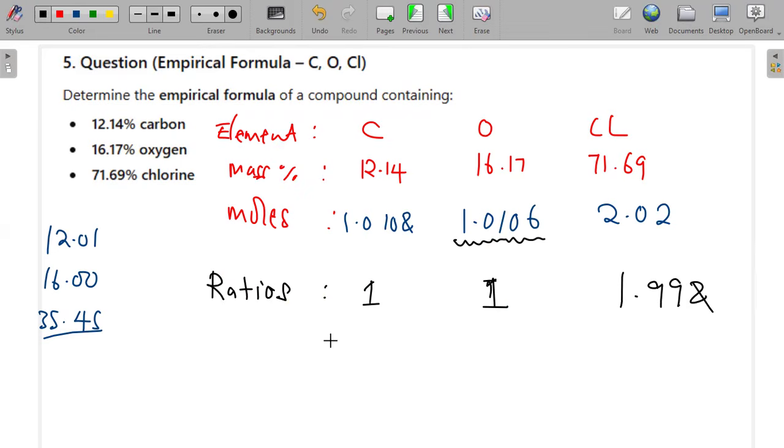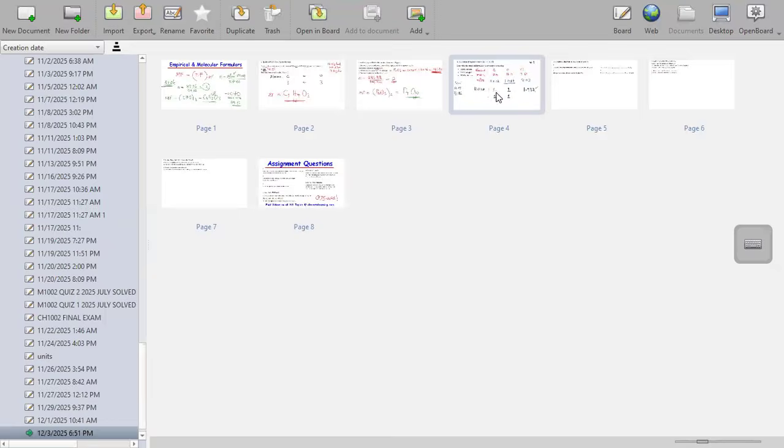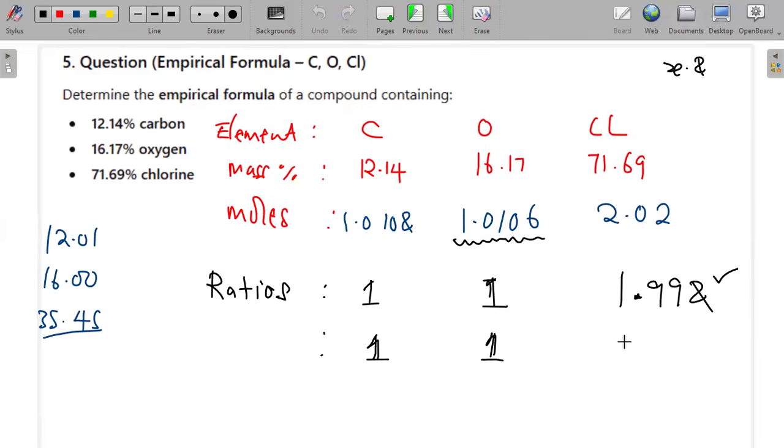If I divide this guy by this, I get 1.998. Okay, so can we round this off? This one stays the same. This one stays the same. This one, yes, we can round off because I have 0.9 here, which is greater than x point 8. So this one will round off to 2. So it means our empirical formula will be C1, O1, and then Cl2. But we don't show the ones, so it will just be COCl2. So that's the empirical formula there. Okay, so any questions there, guys?